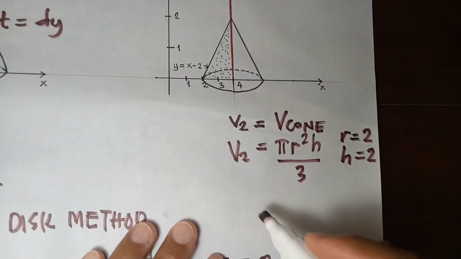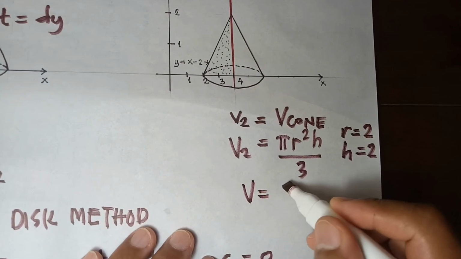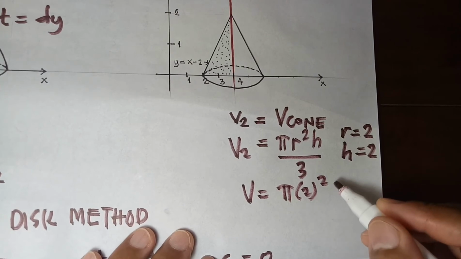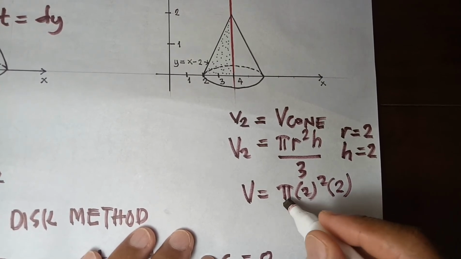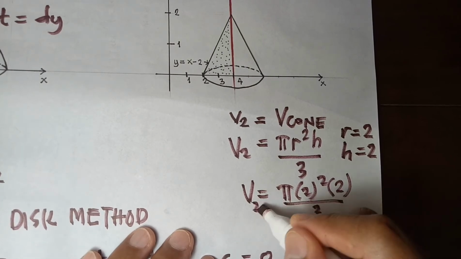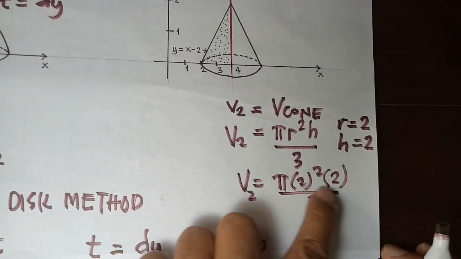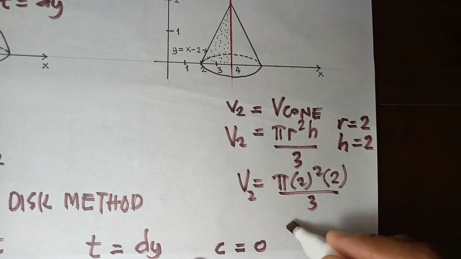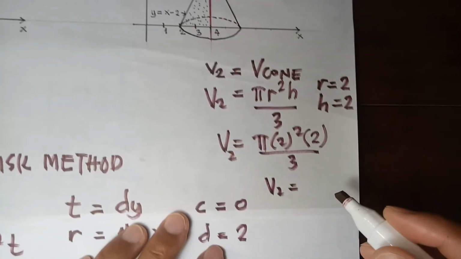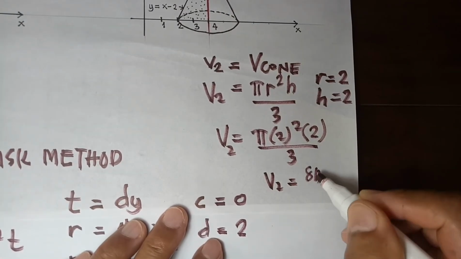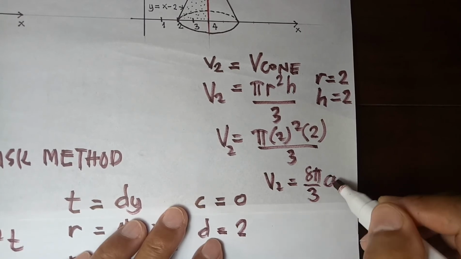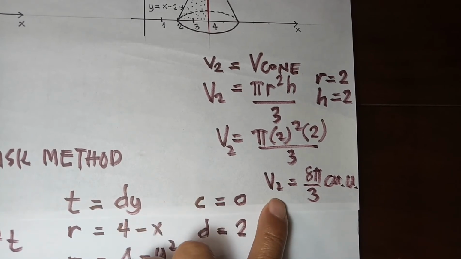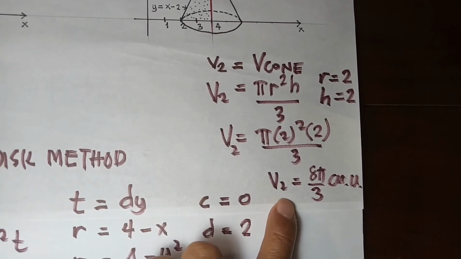No? Kaya volume 2 now will be equal to pi times 2 squared and then times 2 and then divided by 3. No? So 4 times 2 is 8. So volume 2 is 8 pi over 3. So volume 2 natin equals 8 pi over 3 cubic units. No? So, ayan yung volume 2 natin. 8 pi over 3 cubic units.